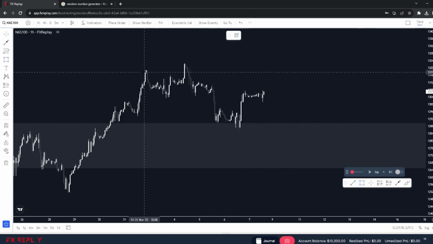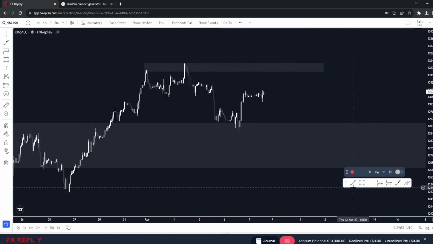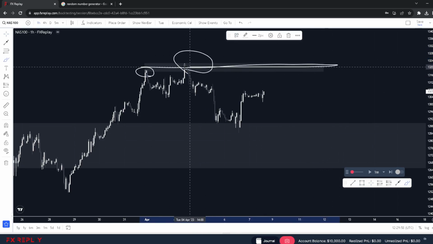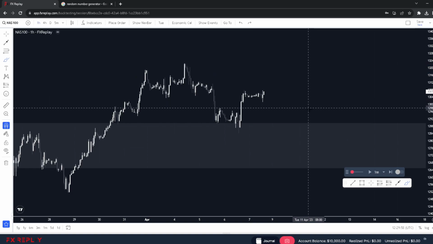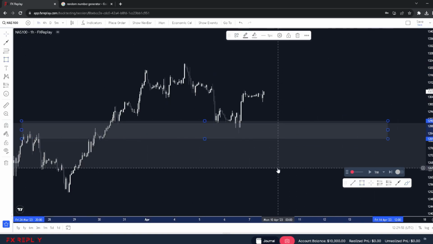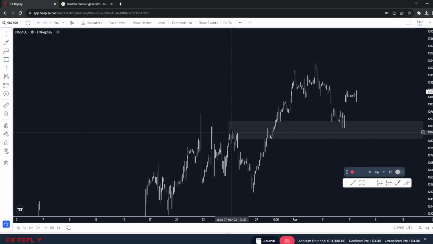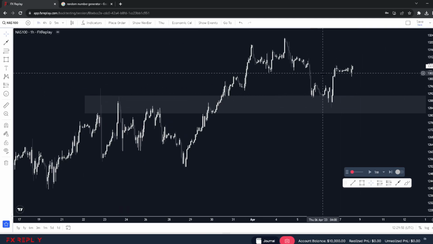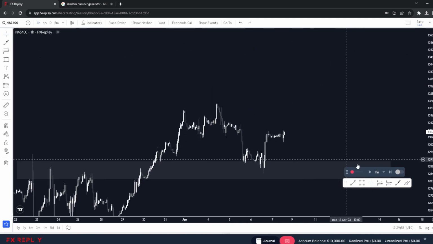Well, we see a very clear resistance level up here formed by this top and this top, where price has kind of formed a roof that can't go above, and we've formed a nice support and resistance area here, as price has retested this area as resistance, broke above it, came back to retest it as support, and now is bouncing up.